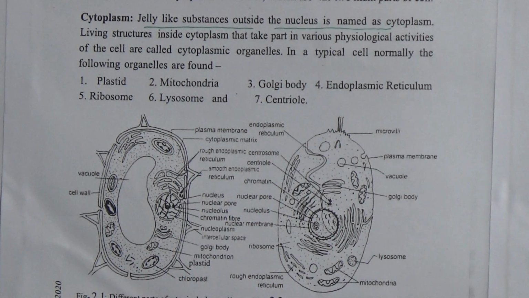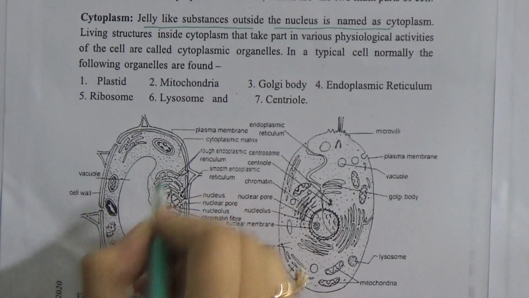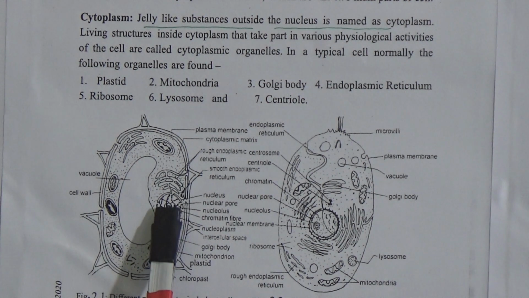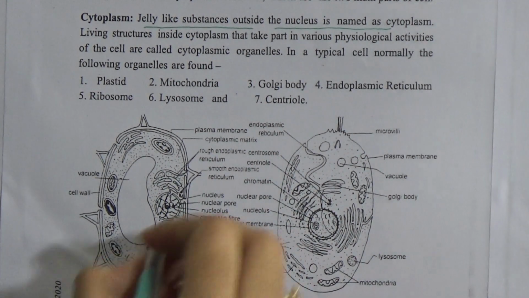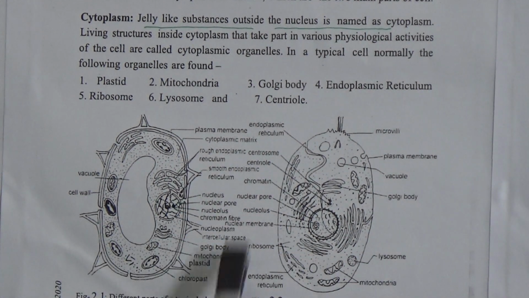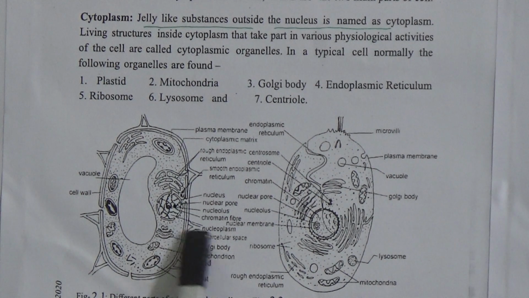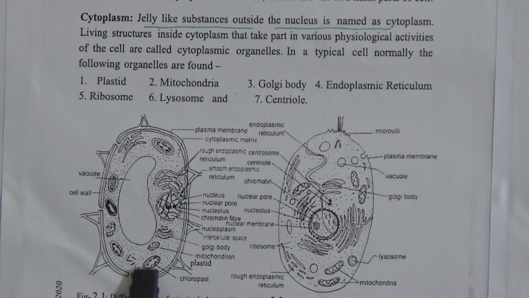Here is rough endoplasmic reticulum. This one is rough because ribosomes are attached to this endoplasmic reticulum. And here is smooth endoplasmic reticulum, nucleus, and nuclear pore. Between the two nuclear membranes, here is the nuclear pore. Nucleolus, here is a dense circular body inside this nucleus, and chromatin fiber inside the nucleus, and nucleoplasm. Here is intercellular space. This one is Golgi body, here is mitochondria, and this one is chloroplast.